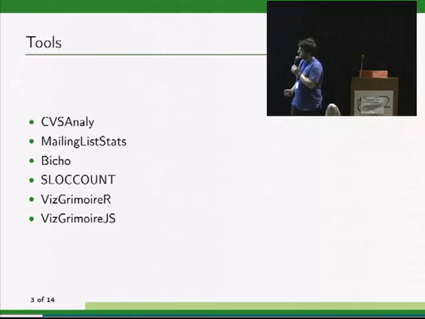The aim of these tools is to create a dashboard that can provide all the data related to the first three tools: CVS Analy, MailingListStats, and Bicho. VisGrimoire R generates all the metrics, and VisGrimoire.js visualizes all the data generated by VisGrimoire R.